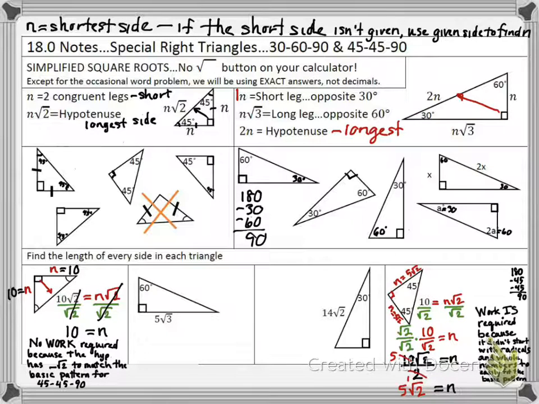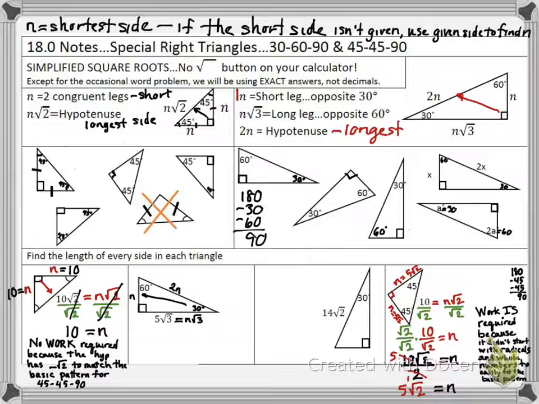These two middle examples are like that. The first one has a 60-degree angle shown and a 90-degree angle. So I know that the last one has to be a 30-degree angle. I also know that 30 degrees is my smallest angle, and opposite from my smallest angle should be my smallest side, my basic n. My hypotenuse is always 2 times the shortest side, and my medium-sized side, which is my long leg, is always short leg root 3.